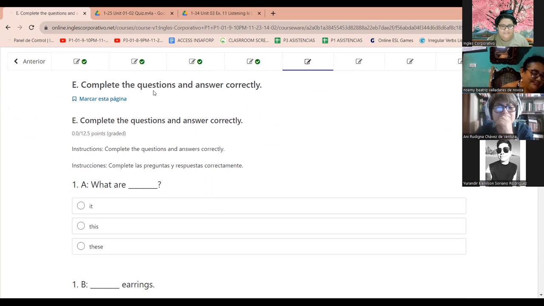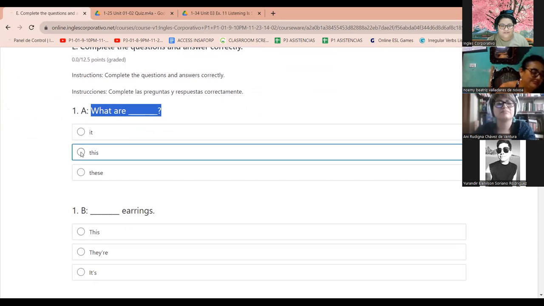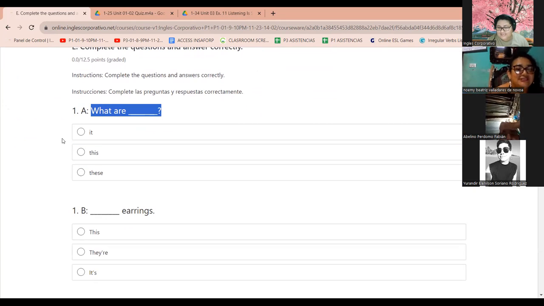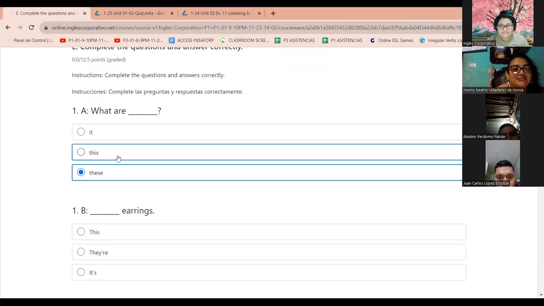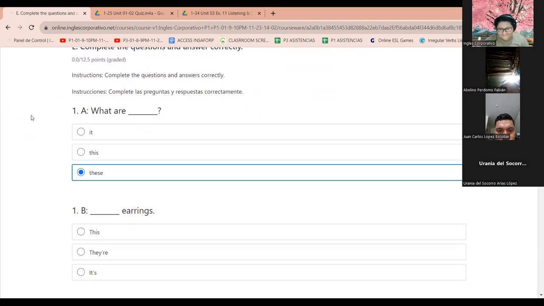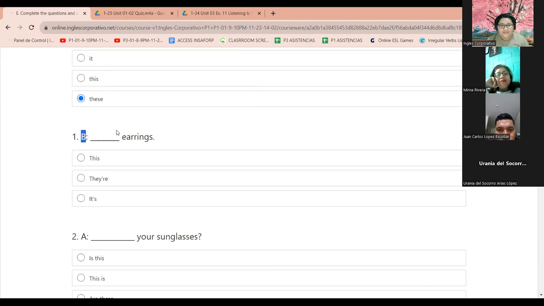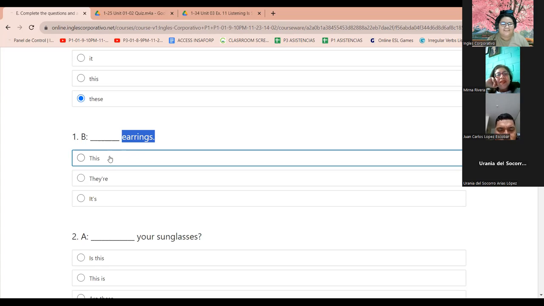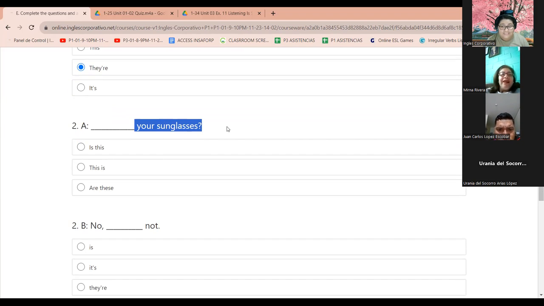And we go here, complete the questions and answer correctly. So we have, what are one, two, or three? It's this or these? Option three. ¿Por qué no es la segunda? This. Porque es singular. Exactly. Y aquí tengo plural, right? Plural. Exactly. Awesome. Now, in B, we have earrings. Los aritos. They are. Their earrings. And then your sunglasses?